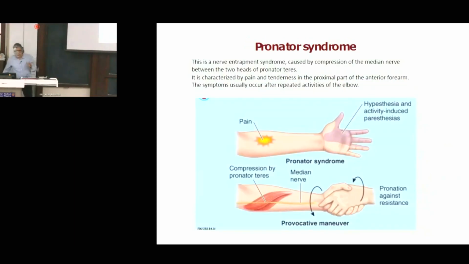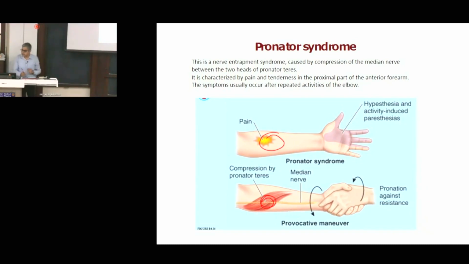Before that, there is another thing. First, the injury can happen here. I will tell you how to test later. Another site is where the median nerve passes through the pronator teres, through the head of the pronator. So there may be a compression syndrome under the pronator teres. How do you test? You hold and do forced pronation. When you try forced pronation, the person will complain of pain and tingling in the distribution of the median nerve. Here the pronator is tight and compresses the nerve, so you feel the pain. That is pronator syndrome.